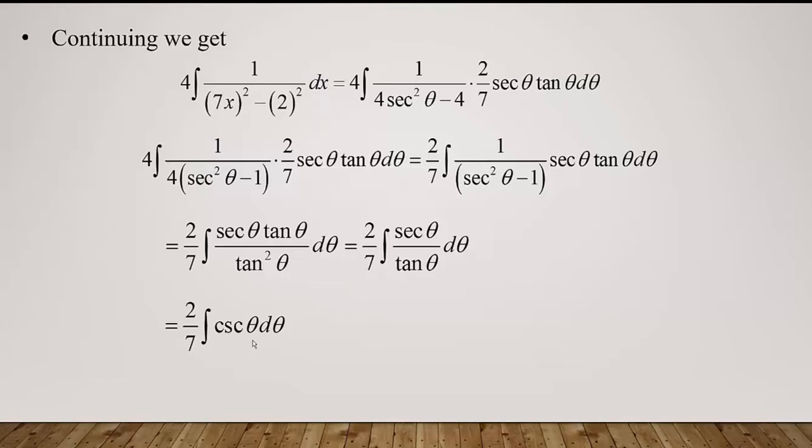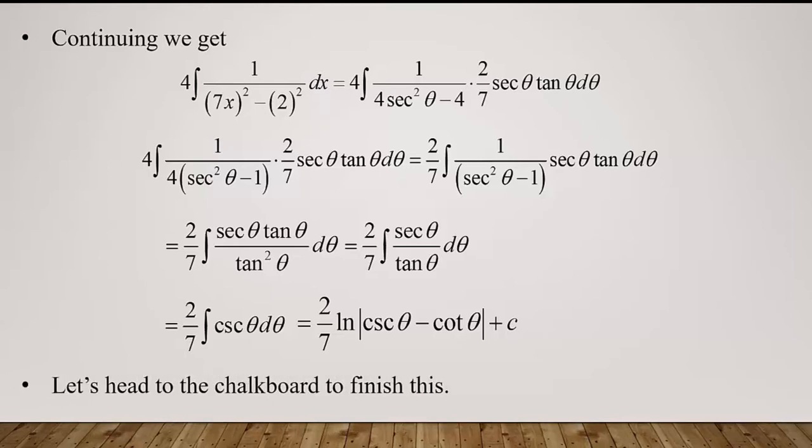Now there is a formula for the antiderivative of cosecant theta, and I'm just going to use that formula to get the antiderivative as 2/7 natural log absolute value cosecant theta minus cotangent theta plus c. So now we have to get rid of the thetas and go back to the x's, and that's going to involve looking at a right triangle, which is part of our trig substitution. So I'm going to head off to the chalkboard to finish this problem.